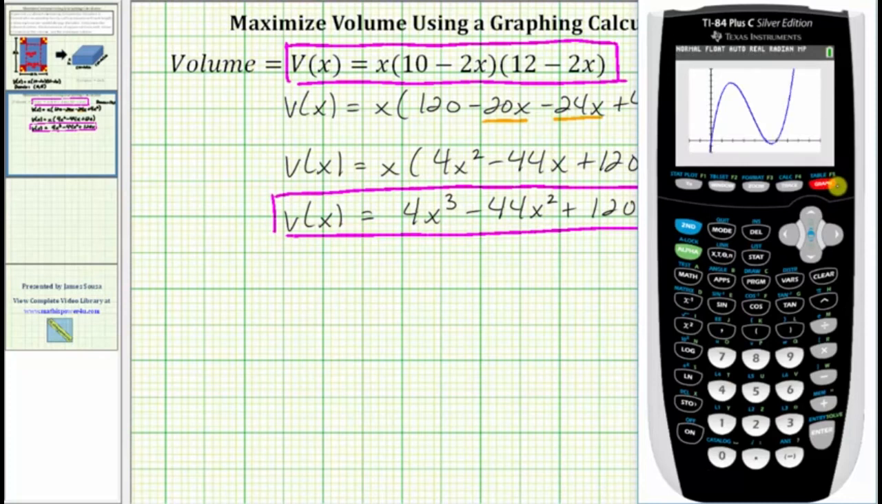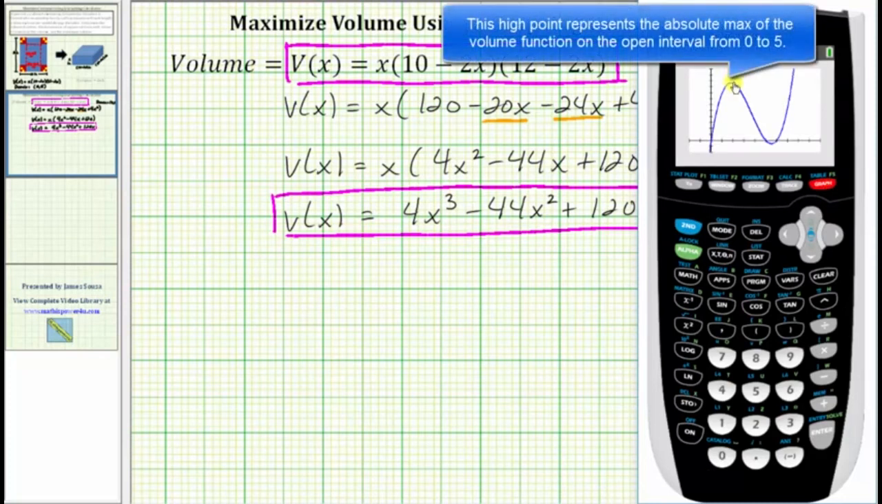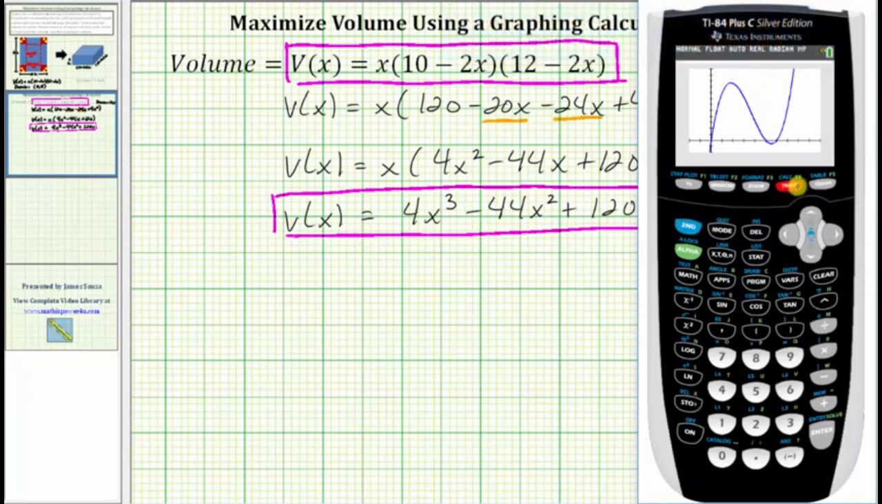This window looks much better. We're looking for this high point here, which will give us the dimensions of the square as well as the maximum volume. Because this is a high point, we will use the maximum feature of the calculator to determine the coordinates of this point. We press second trace for the calculation menu and then number 4 for maximum. Notice how it's asking for left bound. We need to move the cursor to the left of the high point we're looking for. So we press the left arrow until we are on the other side of the hill or to the left of the high point. Let's say here, enter.